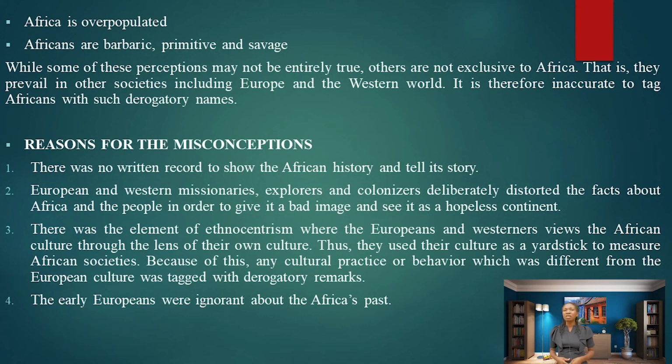The next one is that the Europeans were ethnocentric. When we say ethnocentric, what it means is that the Europeans and the Western people were assessing the African culture through their own culture. So they used their culture as a yardstick to measure our own culture. This means that whatever the African did different from what the Europeans did was wrong or was tagged as primitive.